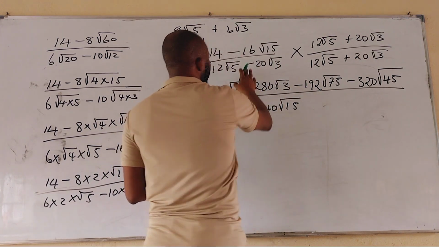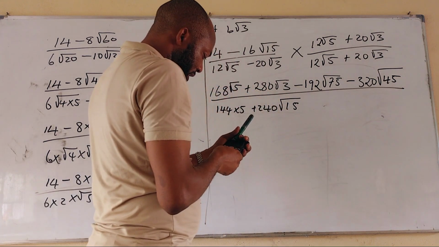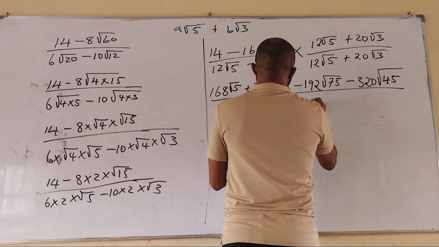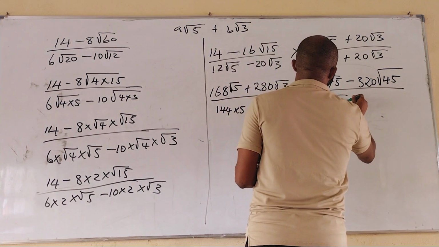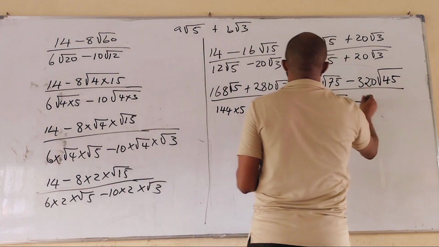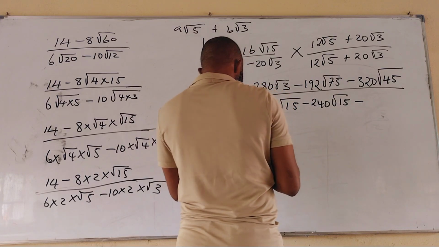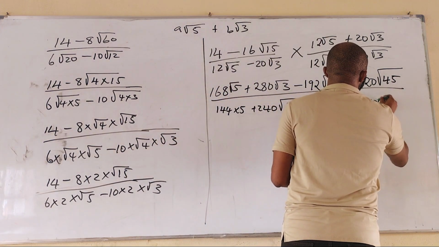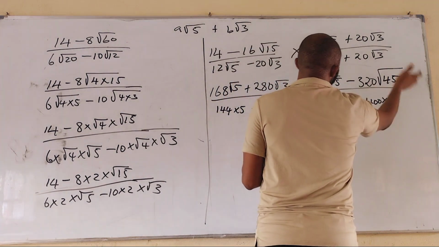The other way. Minus root 20 times 12. 20 times 12 is still 240. So this gives minus 240 root 3 times 5, which is 15. And finally, minus times plus here is minus 20 times 20. 20 root 3 times 20 root 3 is 400 times 3. Because 20 times 20 gives us 400. Root 3 times root 3 is 3.